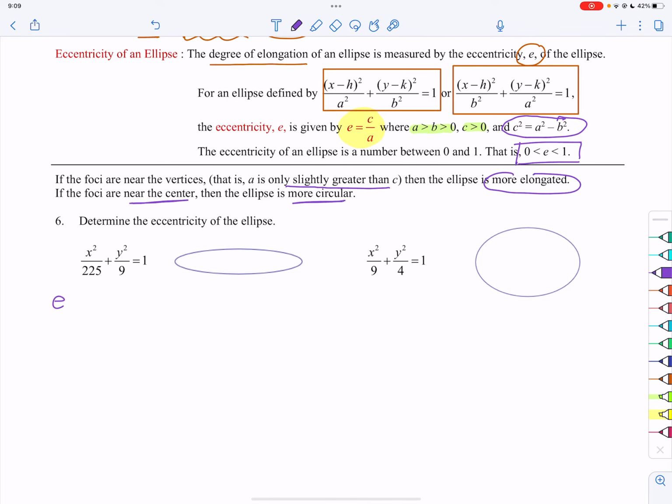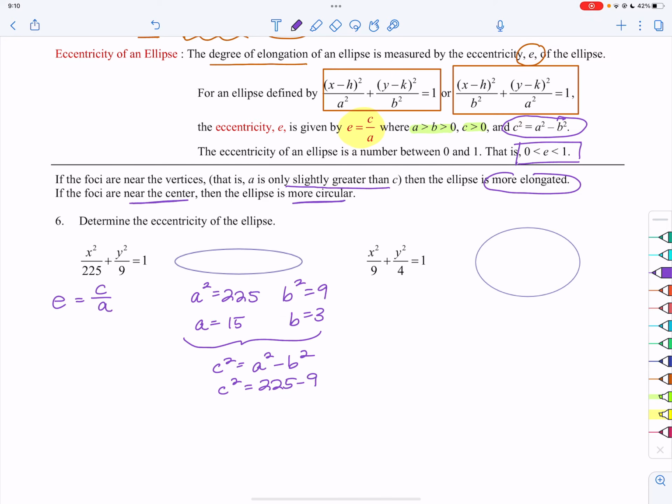So let's write this down. E is equal to C divided by A. As you can see, A squared is equal to 225, and B squared is equal to 9. So C squared is equal to, and let's go ahead and write what A and B are. So A is equal to 15, and B is equal to 3. C squared equals A squared minus B squared. That's 225 minus 9. That's 216.